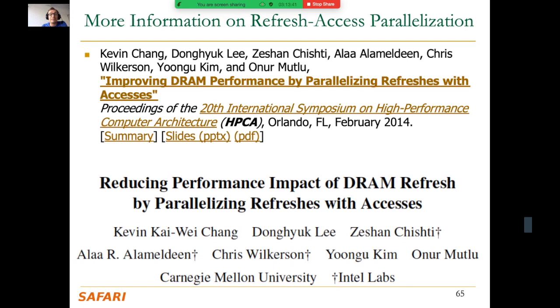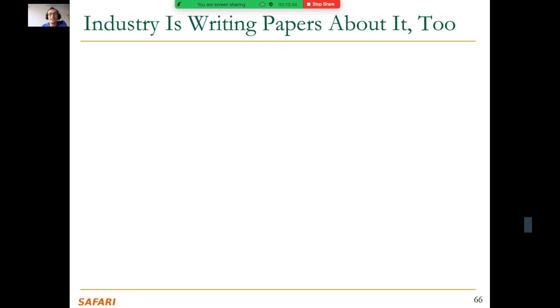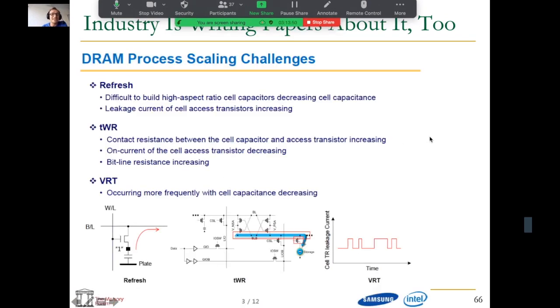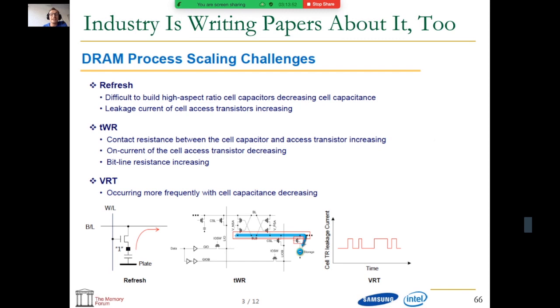Okay, so this is the paper that talks about parallelizing refresh and accesses. So let me talk about this paper also. So this is actually a paper that was written 2 years after we wrote Radar. This is a paper that was written by Samsung and Intel, and I also recommend this paper. It's only a 4-page paper. It talks about DRAM process scaling challenges. And it basically says refresh is a major problem, variable retention time is a major problem, just like we have discussed also in our papers previously.